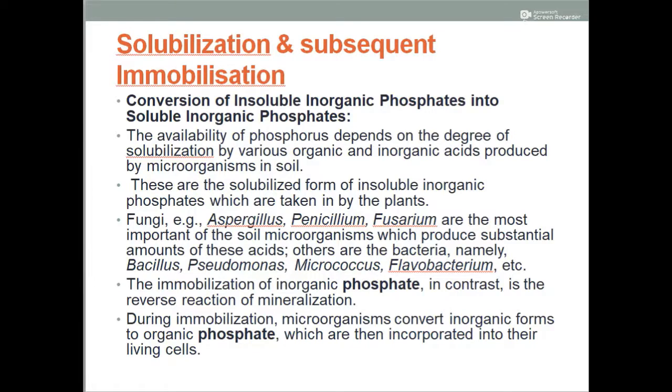Various microbes, including fungi like Aspergillus, Penicillium, Fusarium, etc., produce various acids and convert the insoluble phosphates into soluble inorganic phosphates, which are then taken up by the plants. You can also find various bacteria such as Bacillus, Pseudomonas, Micrococcus, as well as Flavobacterium. There are a wide range of microbes involved, and they will further immobilize the soluble inorganic phosphate into the plants.